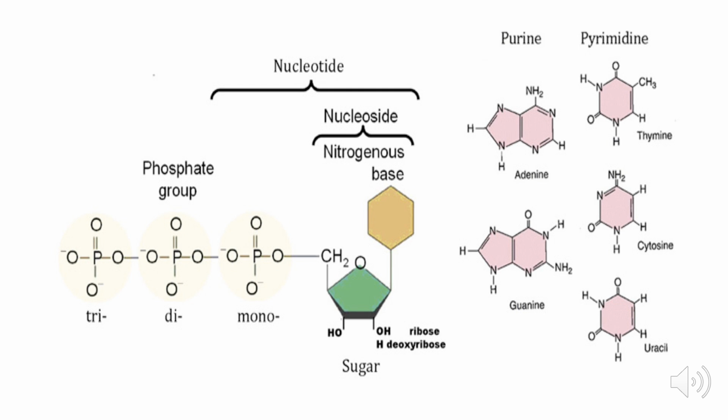And there are two types of purines in the DNA. You have adenine and guanine. In the case of pyrimidine, we have thymidine and cytosine in DNA, and we have cytosine and uracil in RNA.